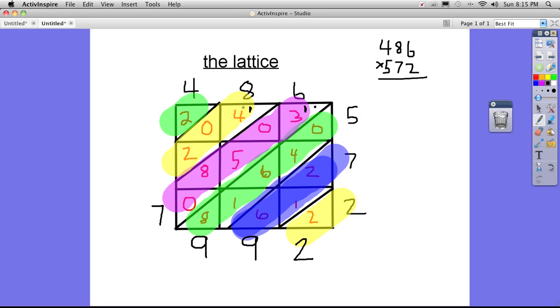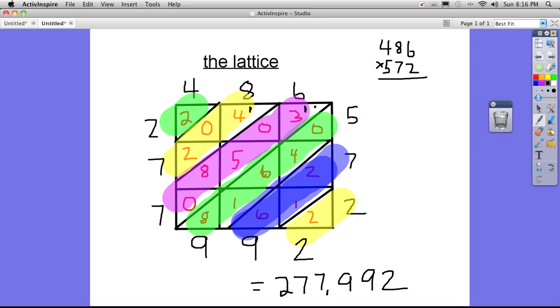Pow. Then you have 4 plus 1 is 5. Plus 0 is still 5. Plus 2 is 7. And then 2 plus, well, nothing is 2. And so your answer becomes, starting from the top left and working down to the bottom right-hand side, 2, 7, 7, 9, 9, 2. And don't forget to put this little comma here.